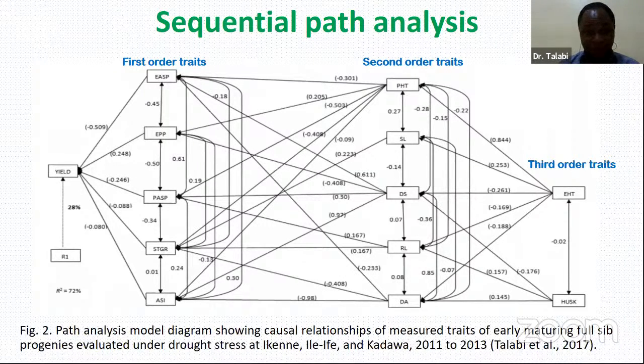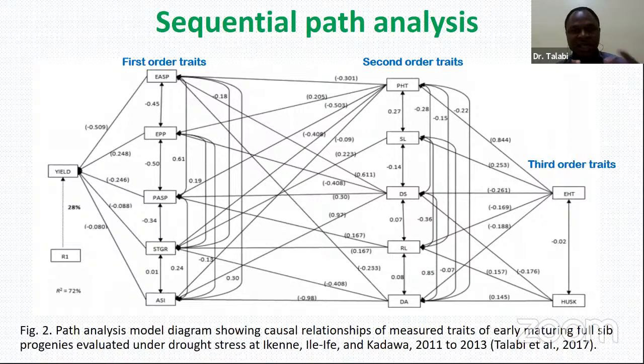So, well, somebody might be asking, why do we need a sequential path analysis? It actually helps you to know that no trait is unimportant. You understand? But of course, the category of importance might vary. And that is what sequential path analysis is actually helping us to look at here. So basically, as a plant breeder, when you're trying to construct your base index or selection index, so to say, you look more on the first order traits.